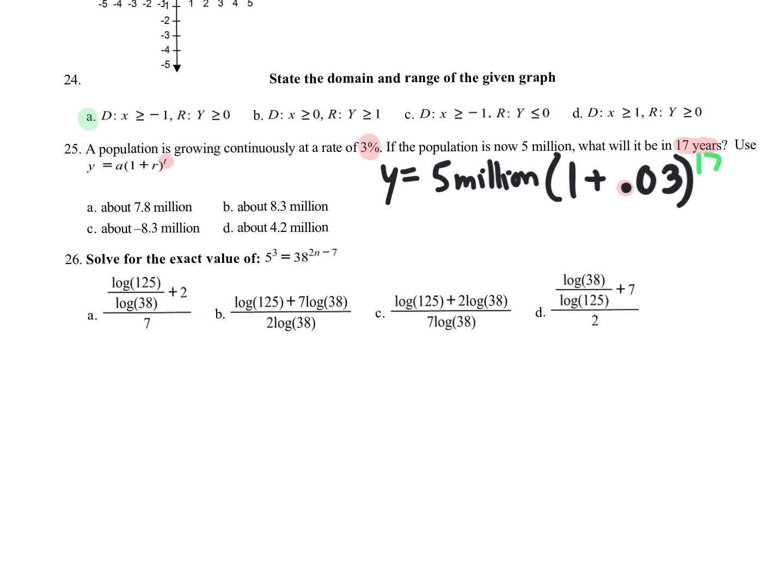So let's work this out. On a calculator, I'm going to go 1.03 to the power of 17, and then I'm going to multiply that by 5 million. So what I did here is I rewrote this as 1.65. Of course, it's irrational. It goes on forever, but I just left it at 1.65, and now I'm going to multiply that by 5 million. If you do that on a calculator, it's about 8.3 million. All right, so there is your answer. Use a calculator, please.